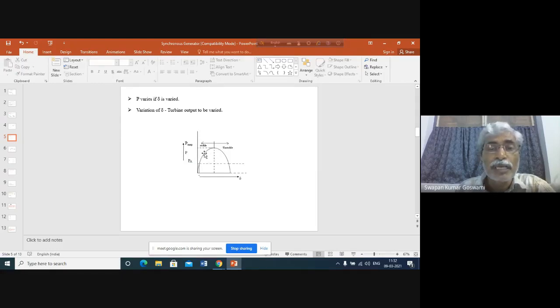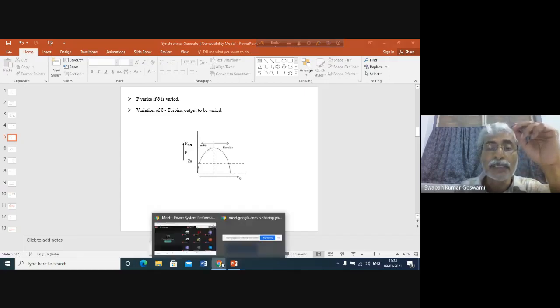Initially, input power was higher. As a result, speed of generator had increased. Now, following the logic we have explained previously, generator delta will increase, so output power will increase. Sometime the output power curve will cross this point, and since the speed is above synchronous, the generator rotor will be rotating at a speed higher than synchronous. Again, this point will be crossed. After crossing this point, what will happen? Output power will be greater than the input power. As a result, generator will be decelerating.